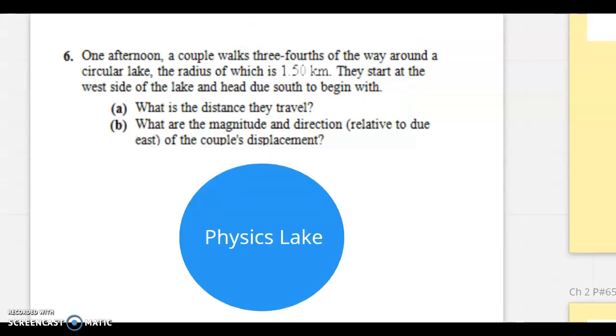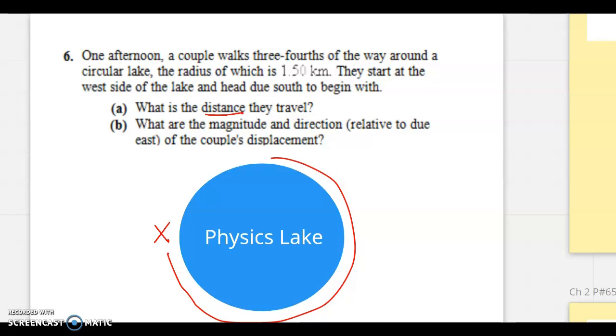A first example here: we have a couple walking 3/4 of the way around a circular lake, the radius of which is 1.5 kilometers. They start at the west side of the lake, so they're going to start over here, and they go south to begin with, and they're going to walk 3/4 of the way around. So we're going to do that. Now, what I just drew there represents the distance. And so in part A, they're asking what is the distance that they travel.